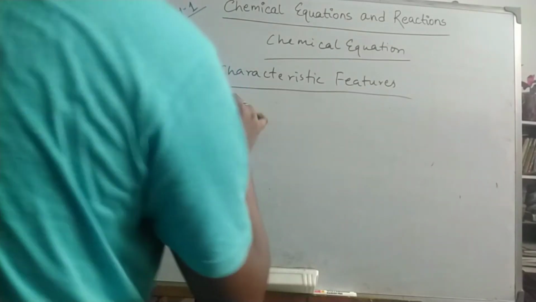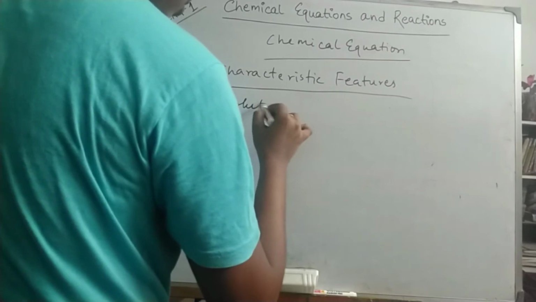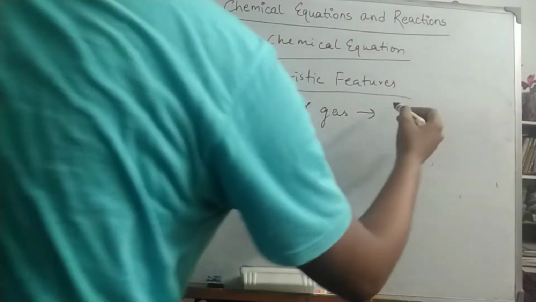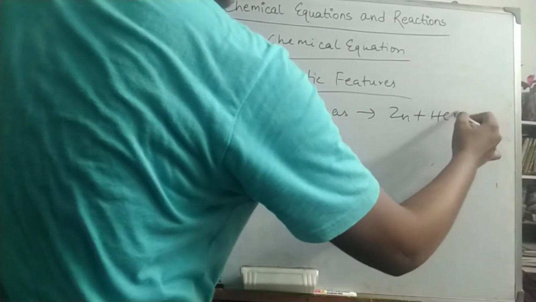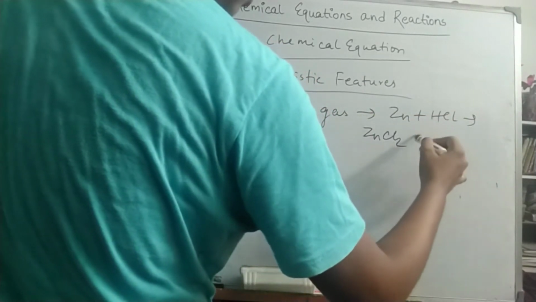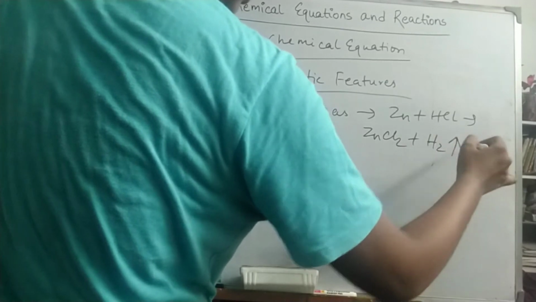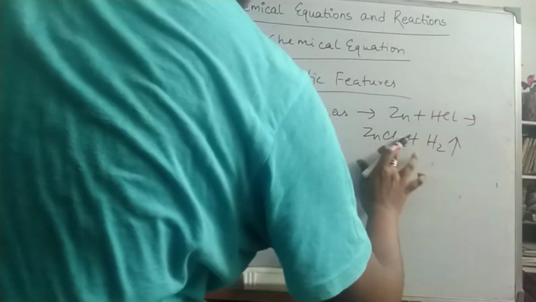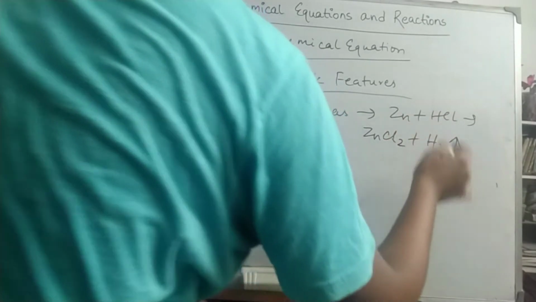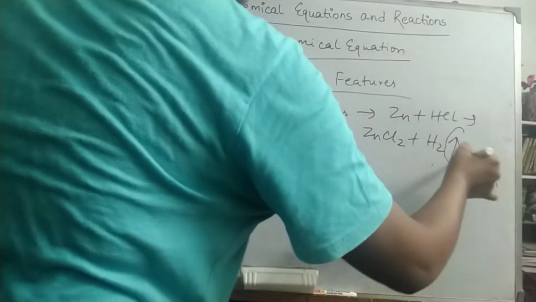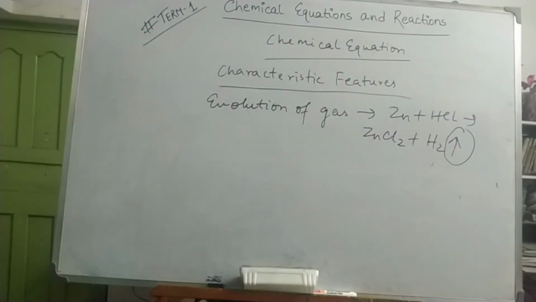Now evolution of gas. Evolution of gas means zinc plus hydrochloric acid will give zinc chloride, plus hydrogen gas is evolved. Now this is how you give the sign when evolution of gas is done. This is the sign. This sign you must give.